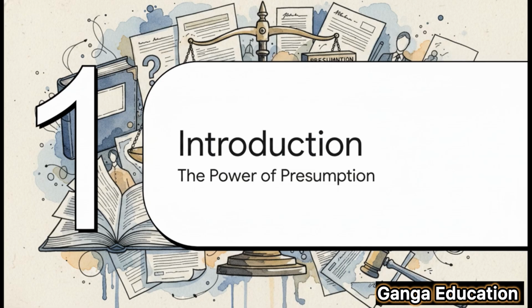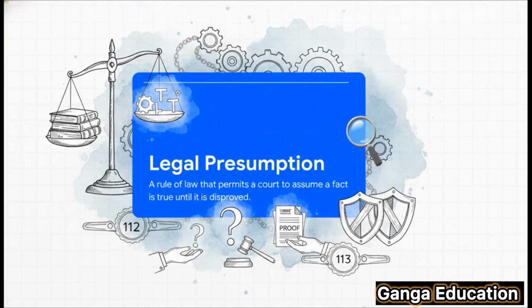What is it really? Well, you can think of it as the court's default setting. When the facts of a case aren't totally clear, the court needs a logical place to start, a kind of assumption to get the ball rolling. And that initial assumption is what we call a presumption. So a legal presumption is a pretty powerful tool. It's a rule that lets the court say, okay, we're going to assume this fact is true unless and until someone proves it's not. This is absolutely crucial because it helps decide who has the burden of proof, who has the job of bringing the evidence. And Sections 112 and 113 are just fantastic examples of this principle in action.